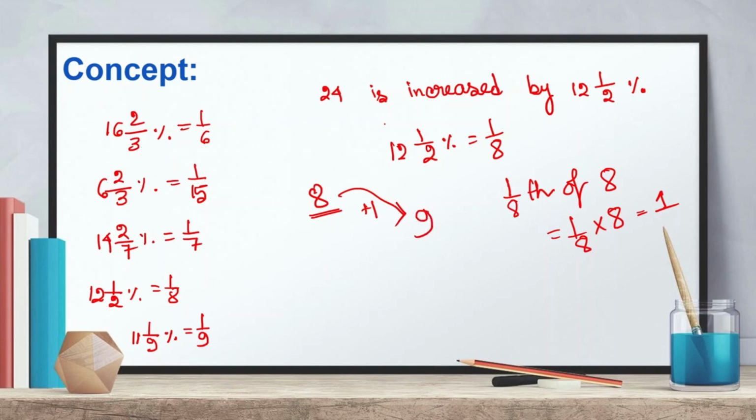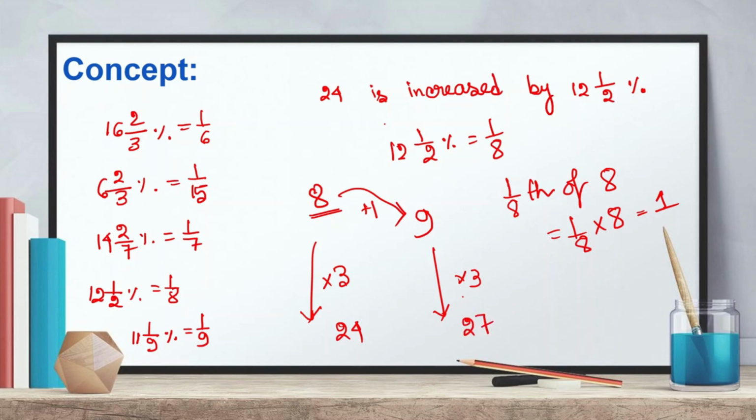So what if the original number is 24? That means it is a multiple of 3, it is 3 times 8. So the final value would also be 3 times of 9. If the original value is 3 times, then the final value would be also 3 times. So it would be 9 × 3, that is equal to 27.